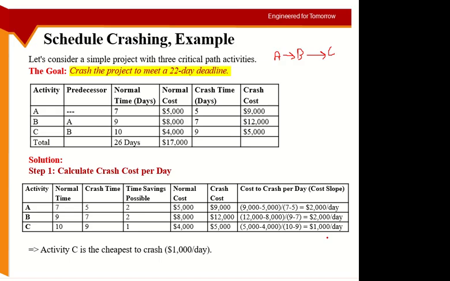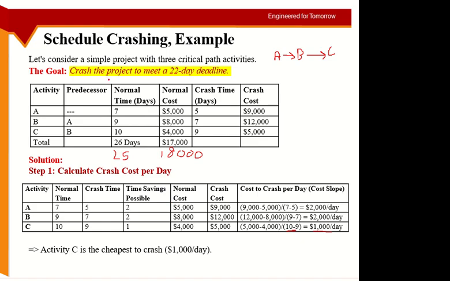So out of these activities, on the basis of this, I will crash activity C. How much can I crash activity C? 1 day only. The crash limit from 10 to 9. If I crash it from 10 to 9, I will increase the cost by $1,000. I'm reducing the duration by 1 day, and I'm increasing the cost by $1,000. So this one will become 25 now, and the cost will become 18,000.